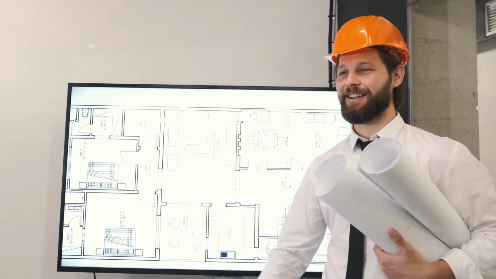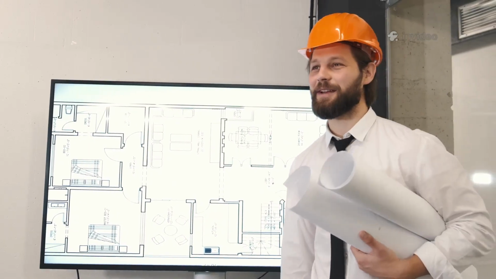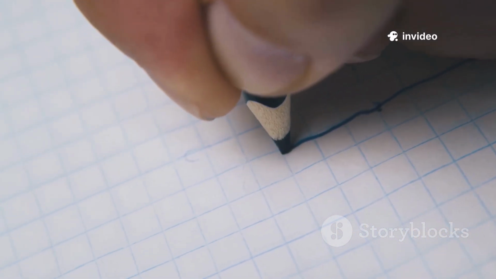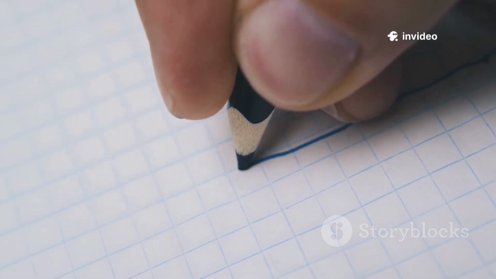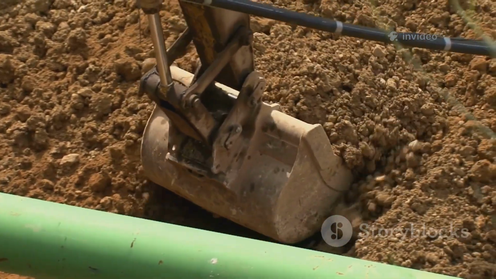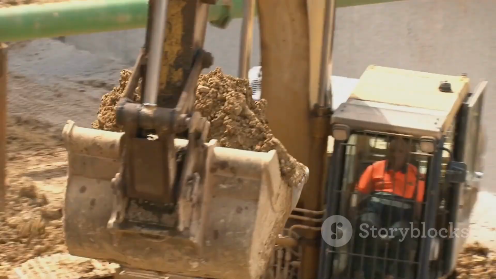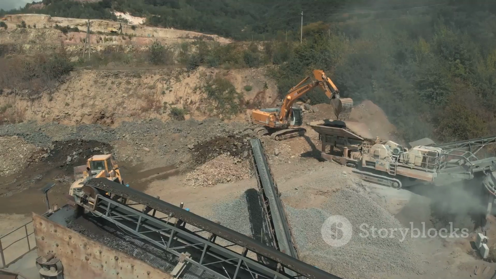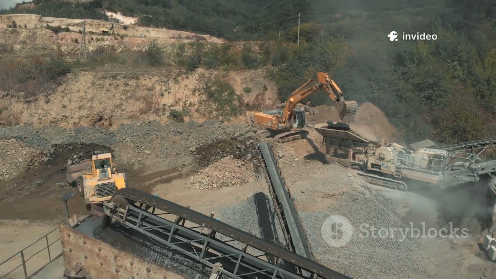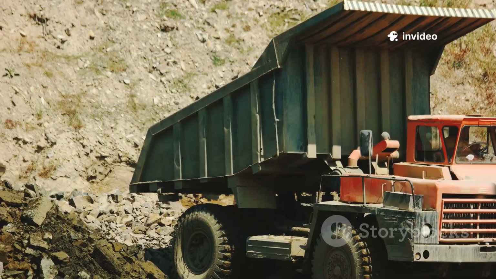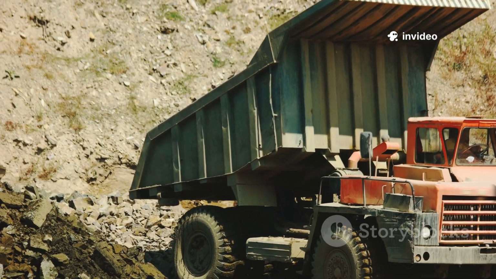So what exactly is a mass haul diagram? At its core, it's just a graph, a visual story of all the dirt on a road project. The x-axis shows the length of the road, the y-axis shows the amount of dirt, in cubic yards. When the line goes up, you're cutting into a hill and accumulating dirt. When it goes down, you're filling a valley and using up that dirt.